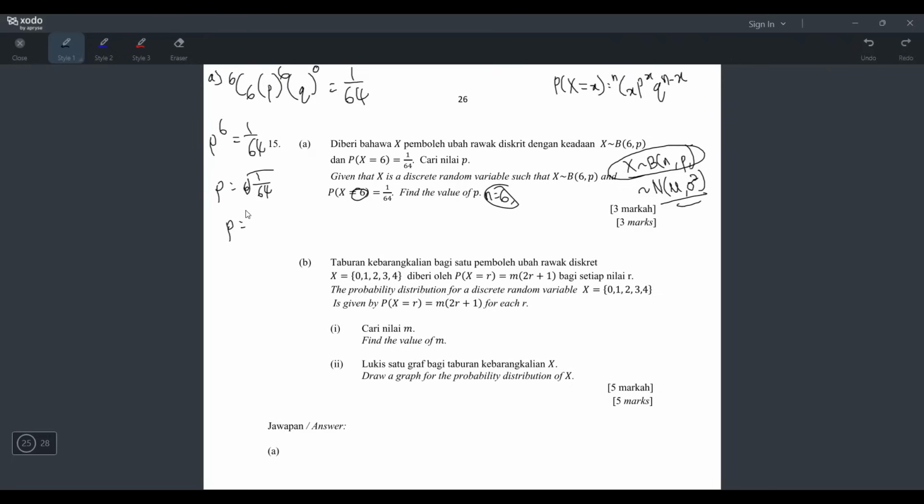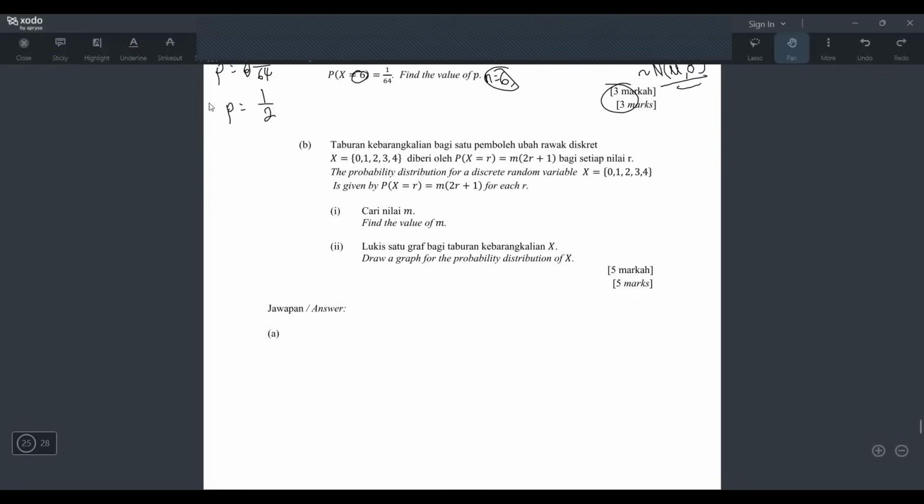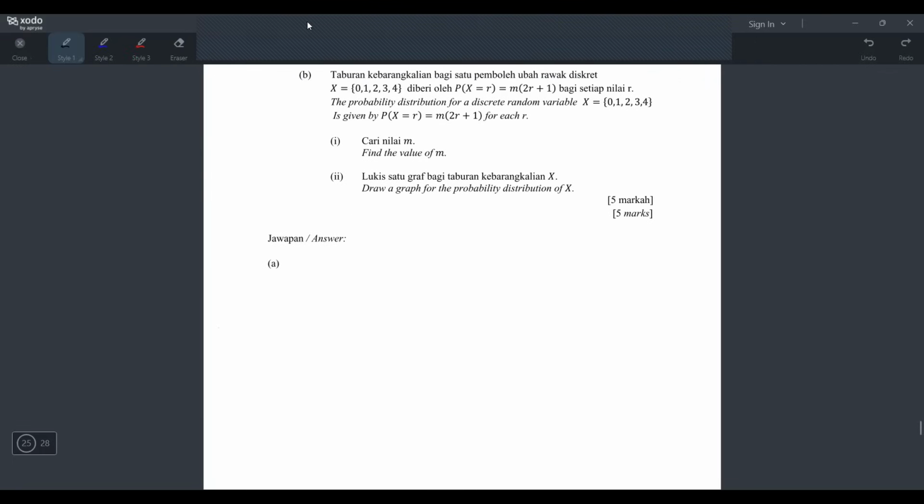Okay, my calculator gives me 1/2, so that's the answer. So this is worth 3 marks. So yeah, that's all. Okay, done. Okay, finally, last question. Let's go B.